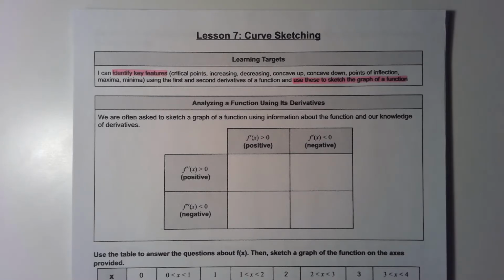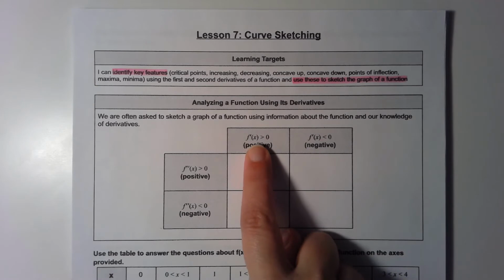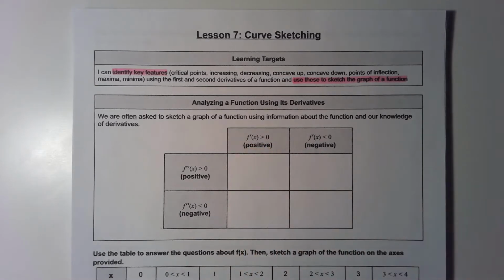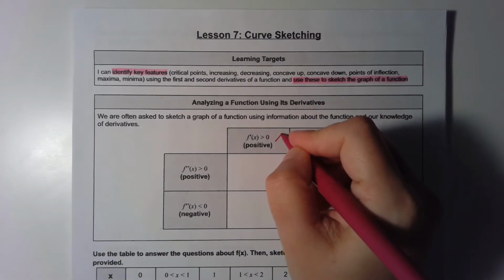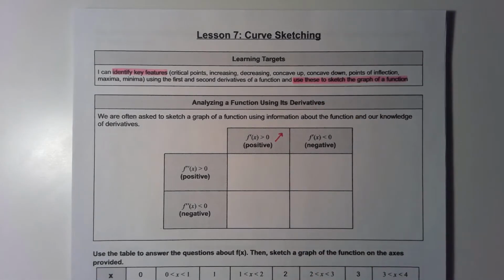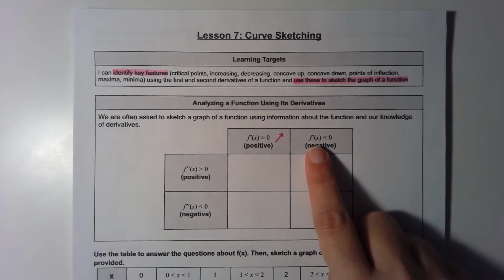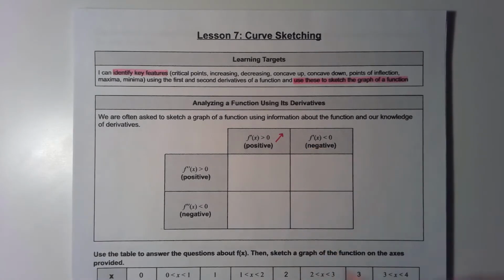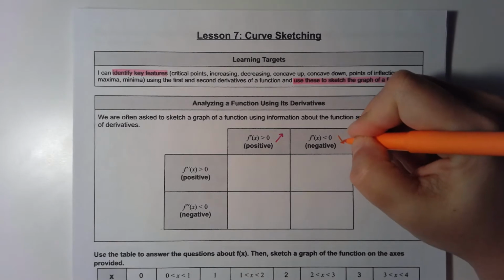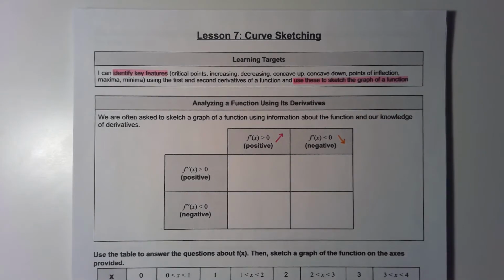Since we are often asked to sketch a graph of a function using the information about the function and our knowledge of derivatives, what I want to do is summarize what we know so far based on the first and the second derivative. You'll notice here it says f prime of x is greater than 0. That means uphill because the first derivative is positive. And here it says f prime of x is less than 0. That means the graph must be going downhill because the first derivative is negative.